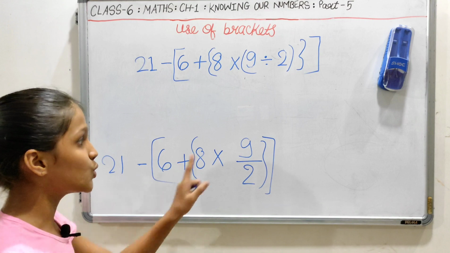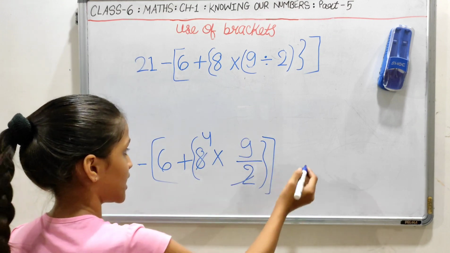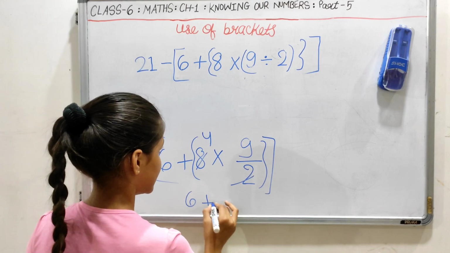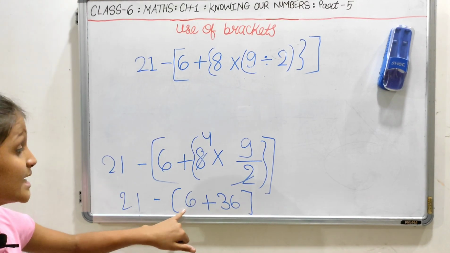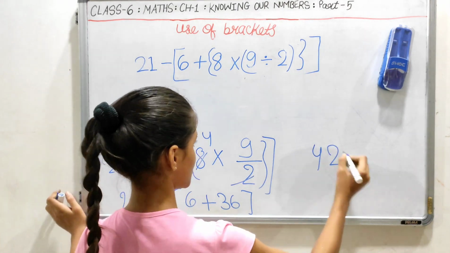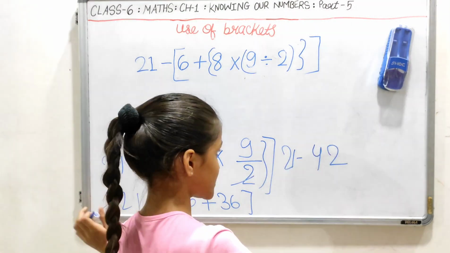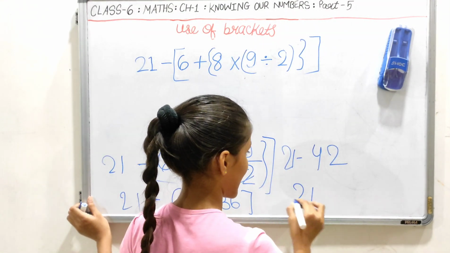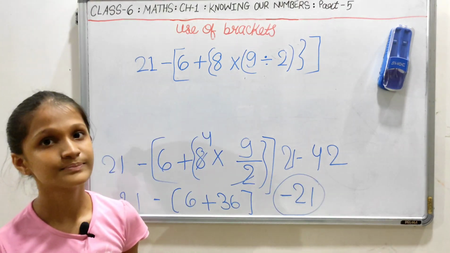Now 8 into 9/2. We got here 6 plus 36, and here we get 6 plus 36. We solved, we got 42. Again 21 minus. So 21 minus 42 equals minus 21. We got our answer as minus 21 here.